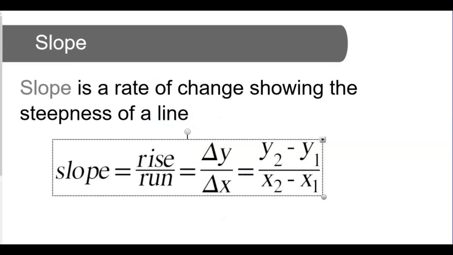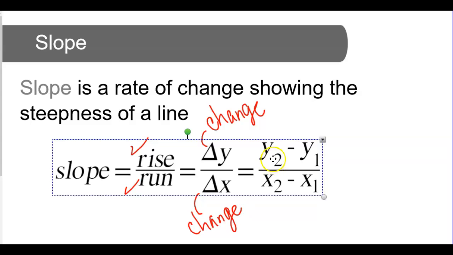So please get this definition down. Slope is a rate of change showing the steepness of a line. So slope we talk about in a few different ways. Sometimes we call it the rise over the run, or we call it the change in the y coordinates over the change in the x coordinates. And then the formula for it would be the second y coordinate minus the first y coordinate over the second x coordinate minus the first. And we'll see some examples of this.